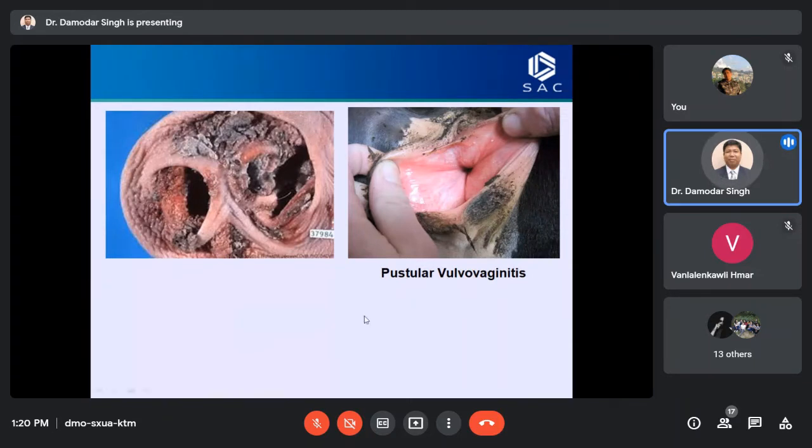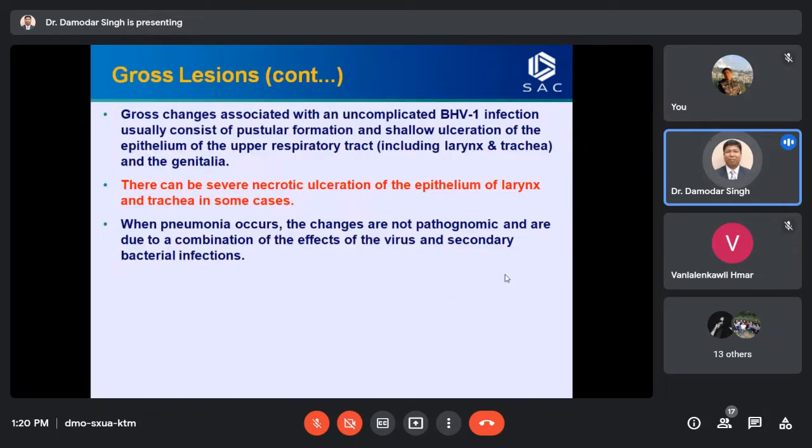And this is another pustular bulbovaginitis in the female, in the case of the genital form. And there are some more lesions seen in bovine herpesvirus 1 infection. Mostly pustular lesion formation is there, showing some ulcerative lesions of the epithelium of the upper respiratory tract, most commonly the larynx and trachea, or sometimes the genital organs, right? And there can be some severe necrotic ulcerative lesions also in the epithelium of the larynx and trachea in some of these cases.